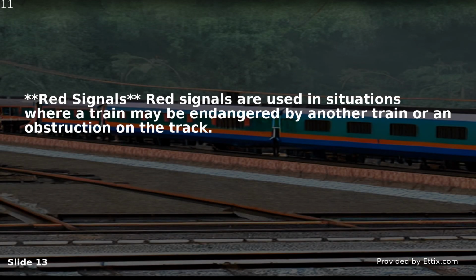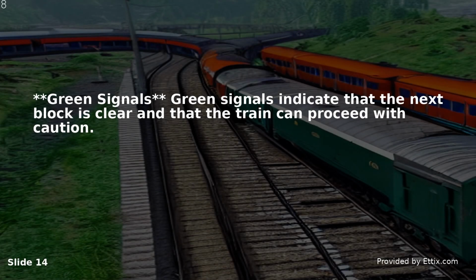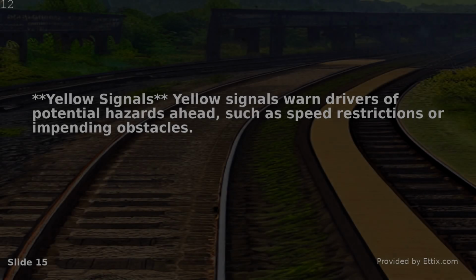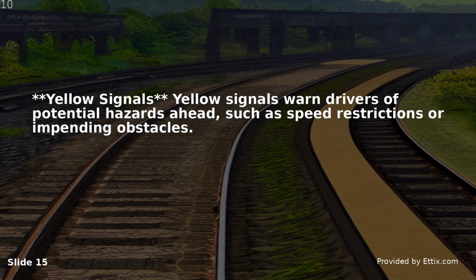Red signals. Red signals are used in situations where a train may be endangered by another train or an obstruction on the track. Green signals. Green signals indicate that the next block is clear and that the train can proceed with caution. Yellow signals. Yellow signals warn drivers of potential hazards ahead, such as speed restrictions or impending obstacles.